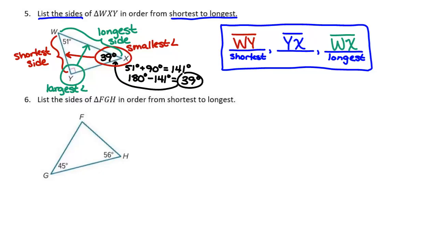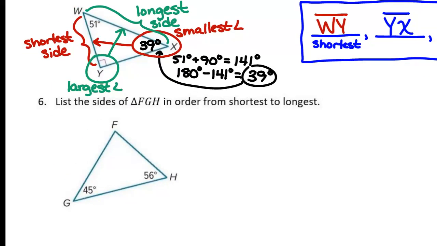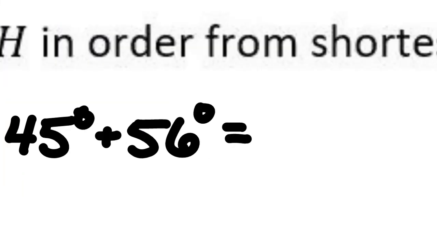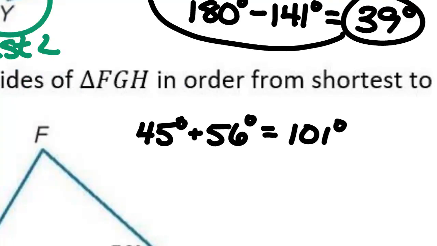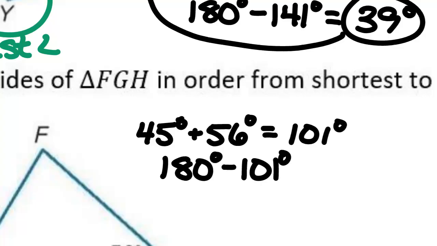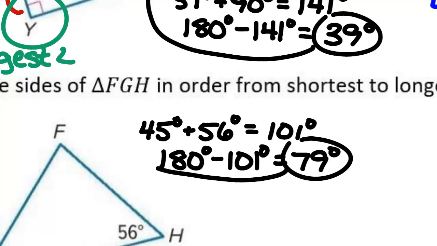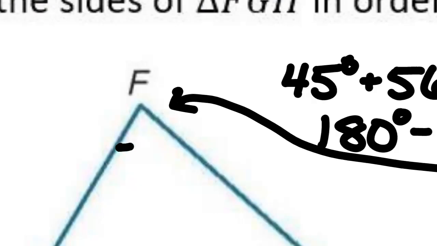All right. What's the first thing that you need to do on this problem? Find angle F. So to find angle F, we're going to add the two angles that we have, 45 and 56 together. What do you get when you add 45 and 56? 101. And so then we do 180 minus 101, and we get what? 79. So angle F is 79 degrees.